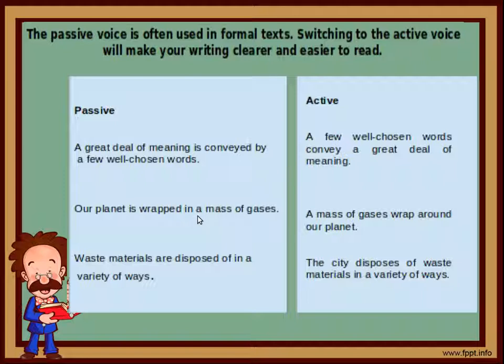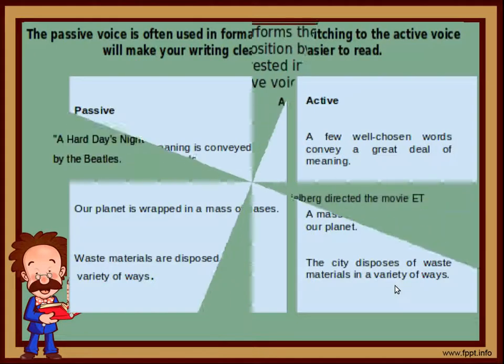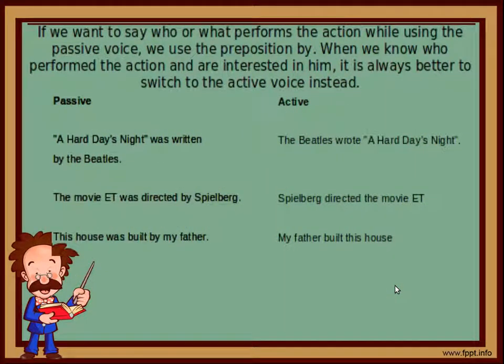Passive: our planet is wrapped in a mass of gases. Active: a mass of gases wraps around our planet. Passive: waste material is disposed of in a variety of ways. Active: the city disposes of waste material in a variety of ways. If we want to say who or what performed the action while using the passive voice, we use the preposition by. When we know who performed the action and are interested in him, it is always better to switch to the active voice instead.